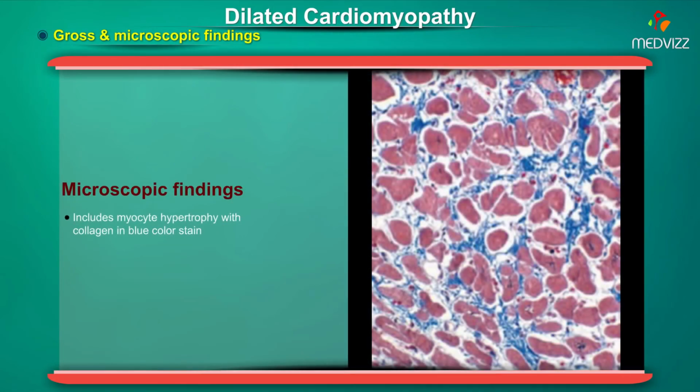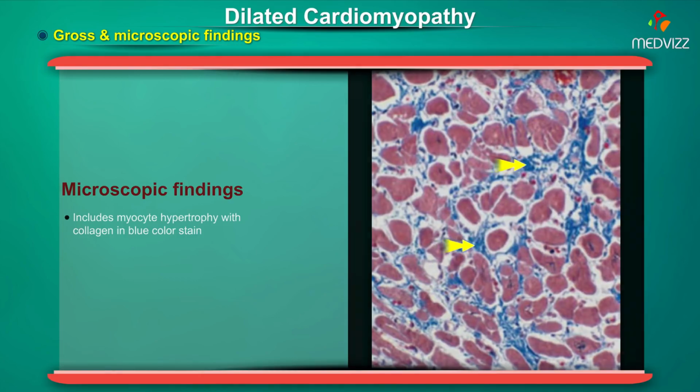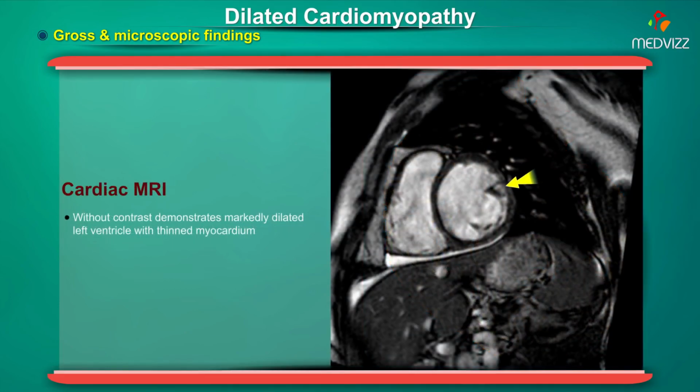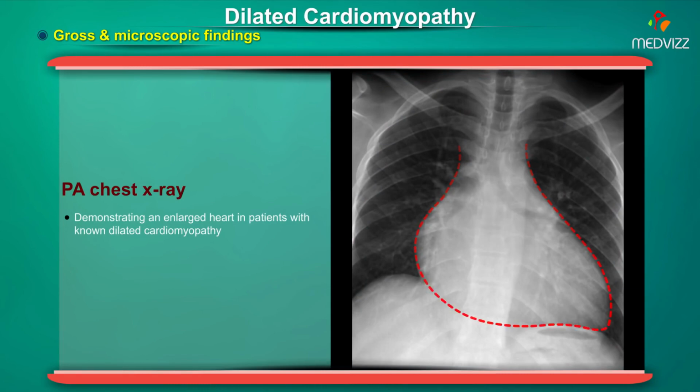Microscopic findings of dilated cardiomyopathy in this slide, which is shown right here, include myocyte hypertrophy with collagen in blue color stain. Gross findings demonstrate 4-chamber dilation along with mural thrombosis, which is frequently associated with dilated cardiomyopathy and can be seen at the apex of the ventricle. Imaging. Cardiac MRI without contrast demonstrates a markedly dilated left ventricle with thin myocardium. On a posterior-anterior view of the chest X-ray, it demonstrates an enlarged heart in patients with known dilated cardiomyopathy.